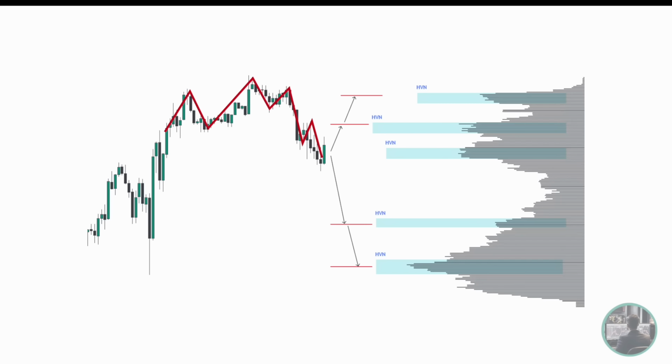We've got structure pointing down, lower highs, lower lows, clear resistance overhead. We've got momentum pressing in that same direction, with candles cutting through the low volume areas cleanly and decisively. The higher time frame bias is already bearish. Everything lines up. So this is where we execute.